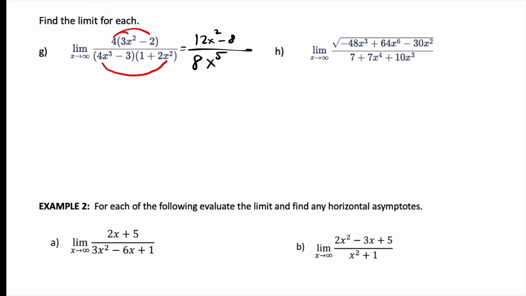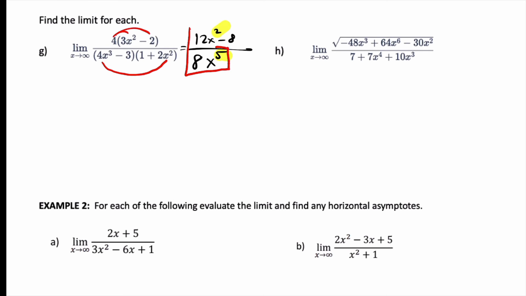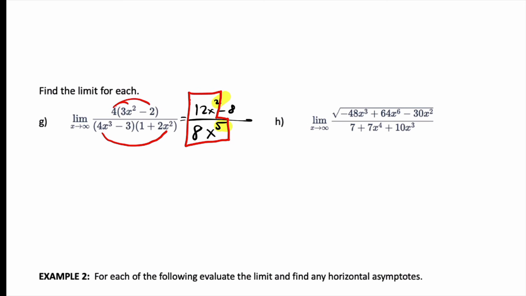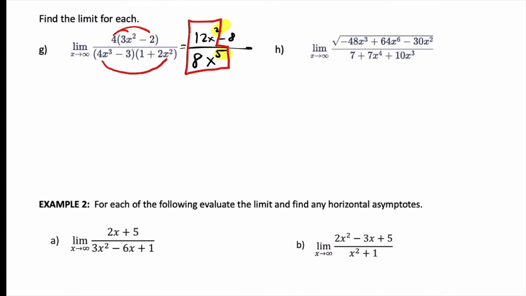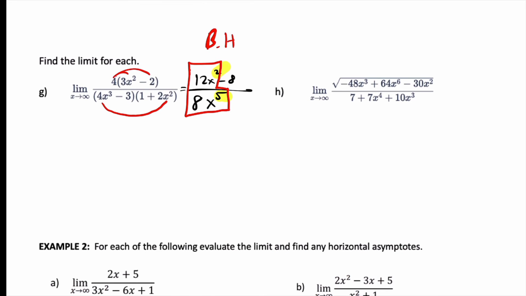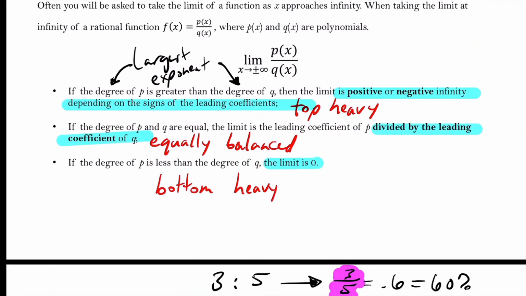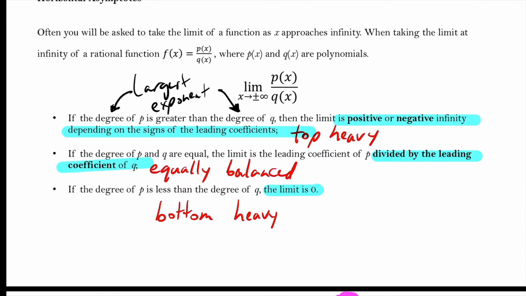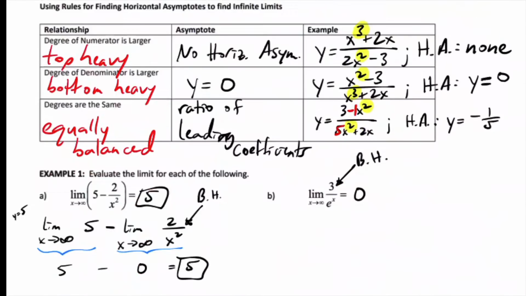So the degree on top is 2, the degree on bottom is 5. That's where I'm going to focus my energy, right there. So now I can make a decision. Is it top heavy, bottom heavy, or equally distributed? It's very bottom heavy. So if it's bottom heavy, what did we say for the limit? The limit's going to be 0.